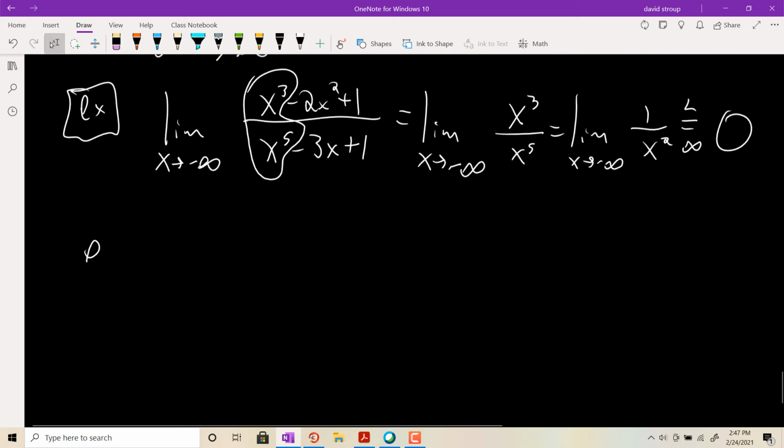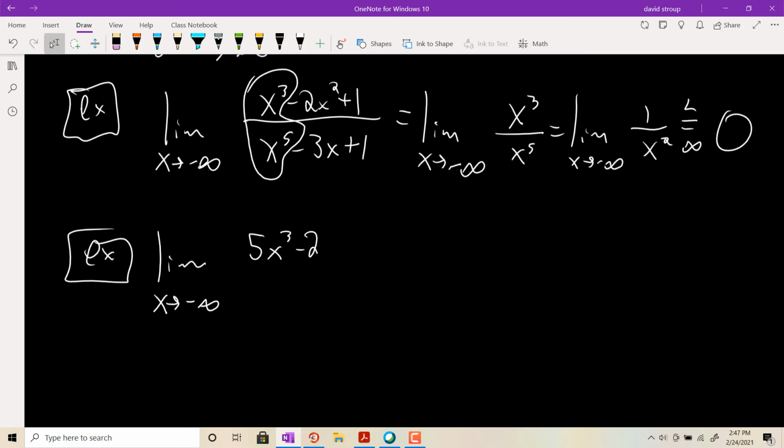Okay, so that's the first type. The second type is when the numerator and denominator have the same degree. So again, let's go to negative infinity: the limit of 5x cubed minus 2x plus 1 all over 2x minus 3x cubed plus 5.